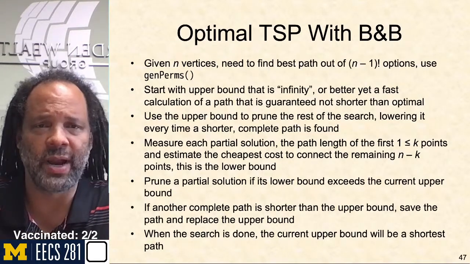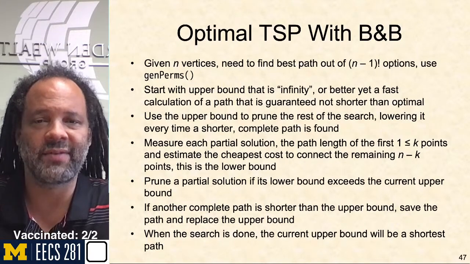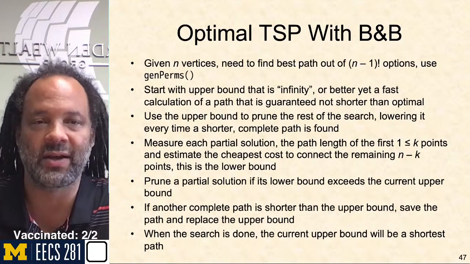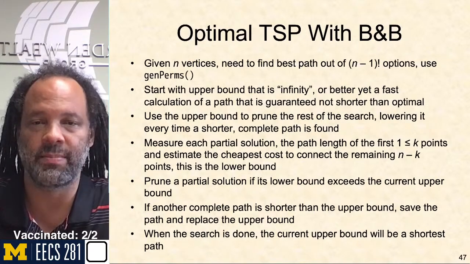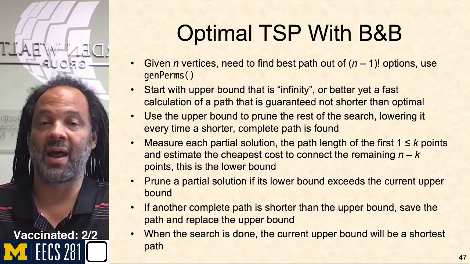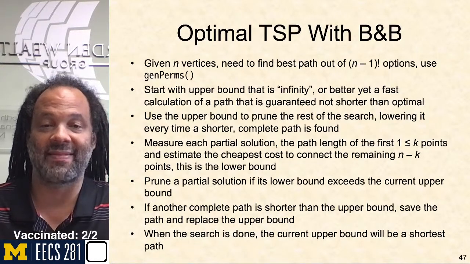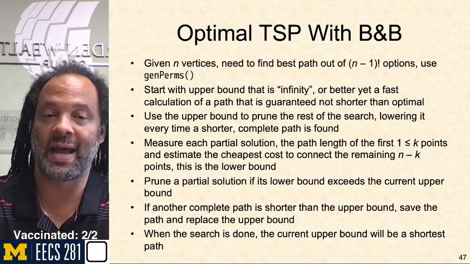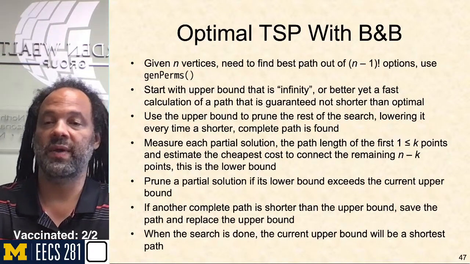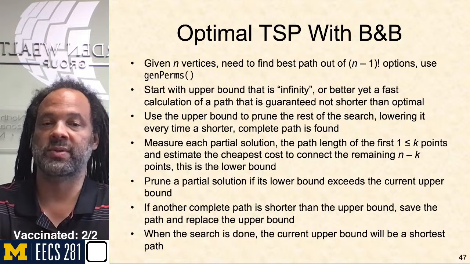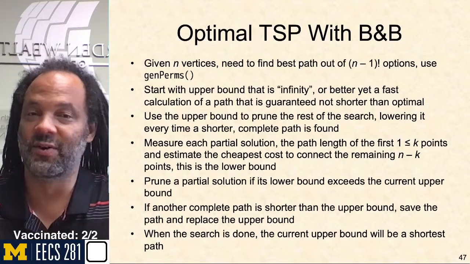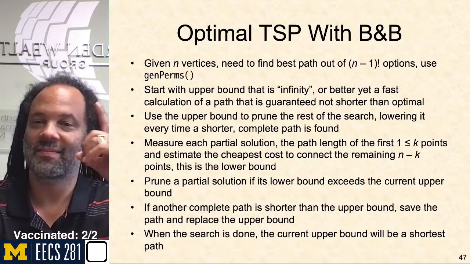Optimal TSP with branch and bound, right? Given these n vertices, we need to find the best path out of these (n minus 1) factorial options. We're going to use gen perms. We can start with an upper bound that's infinity, or if you've got a fast way to calculate a path that's guaranteed not to be shorter than optimal, that might work too. All right, so think about that. How might you come up with something that's not shorter than optimal, and is also a fast version of TSP?